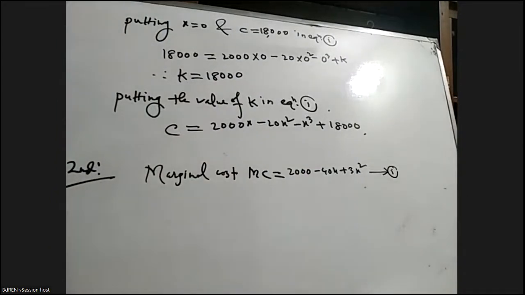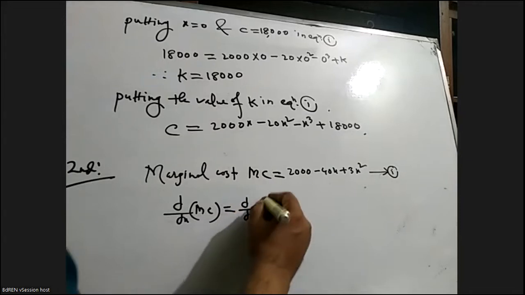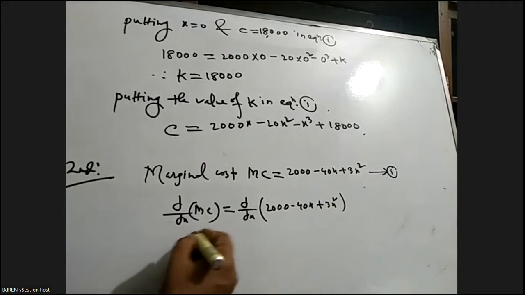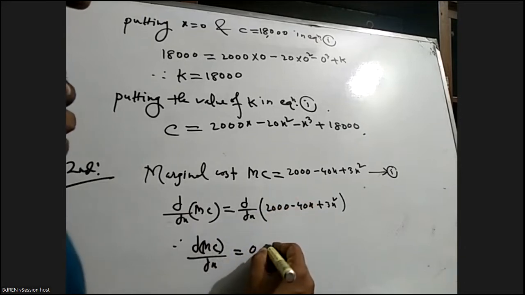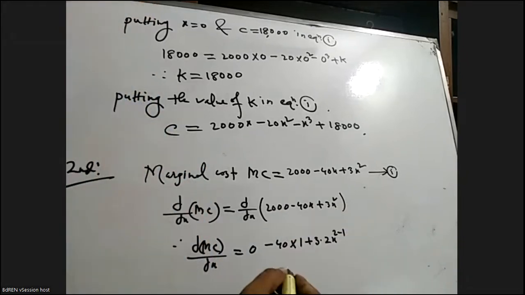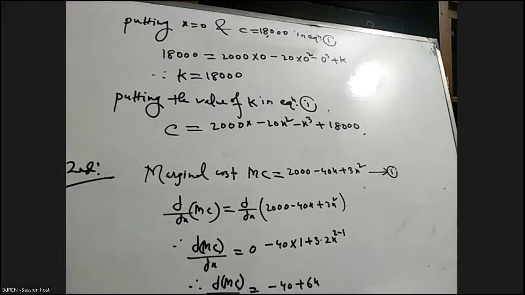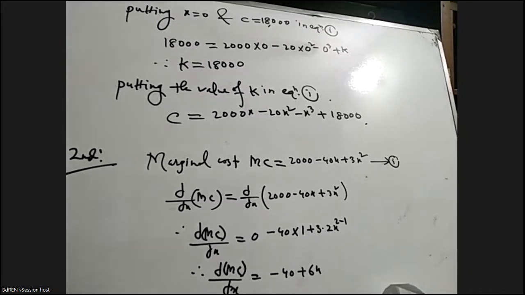Now, to minimize the marginal cost, you have to differentiate this. First of all, taking d/dx on both sides: minus 40x plus 3x square. So d(MC)/dx: the differentiation of 2000 will be 0, minus 40 times the differentiation of x, which is 1, plus 3 times the differentiation of x square. So the first derivative equals minus 40 plus 6x. This is the first derivative of marginal cost.